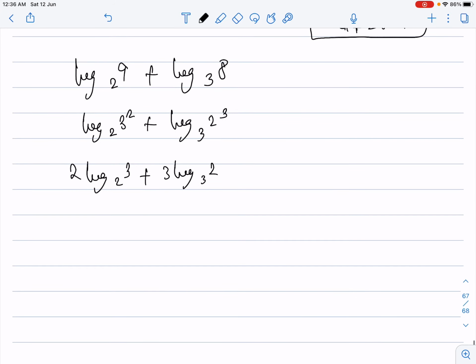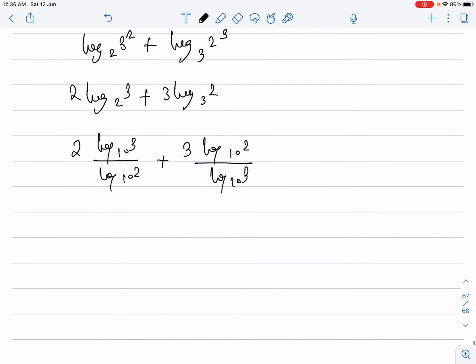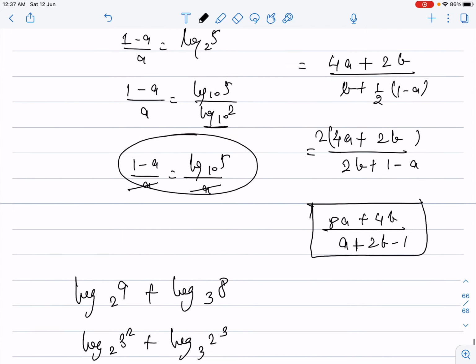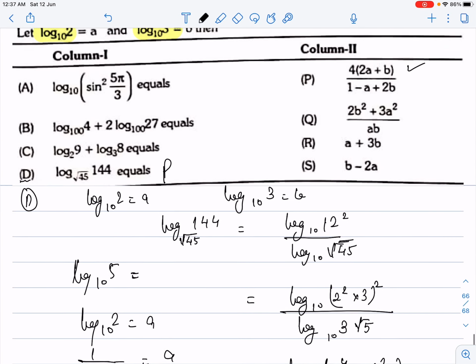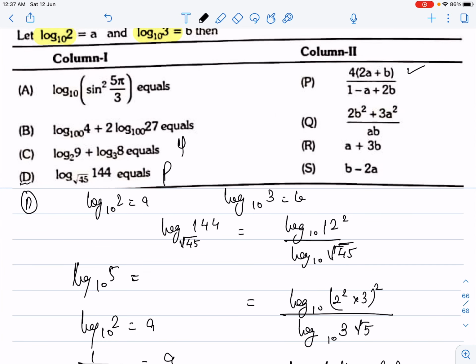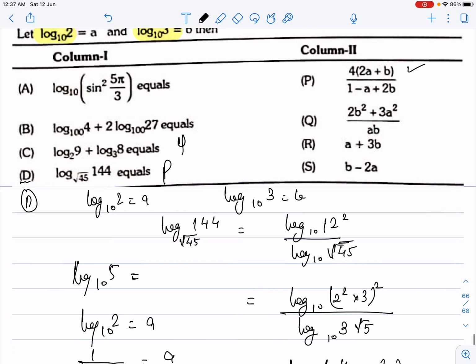Now introduce the dummy base 10 over here. So log of 3 base 10 divided by log of 2 base 10, plus 3 times log of 2 base 10 divided by log of 3 base 10. So 2 base 10 is a, we are knowing, 3 base 10 is b, we are knowing. So 2b divided by a plus 3a divided by b. So (2b square + 3a square) divided by ab will be the final answer for this question. So part Q should be marked for part C from column 1.